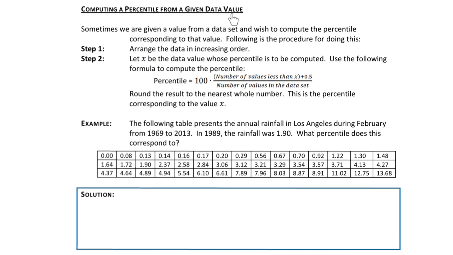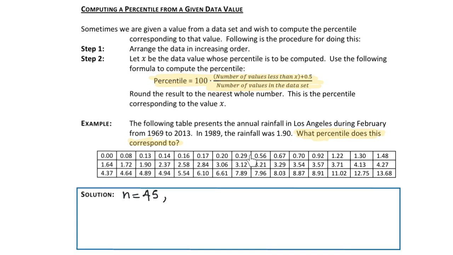Computing a percentile from a given data value. First, arrange the data in increasing order. Let x be the data value whose percentile is to be computed. So, we will use this formula and round the result to the nearest whole number. This is the percentile corresponding to the value of x. This table represents the annual rainfall in Los Angeles during February from 1969 to 2013. In 1989, the rainfall was 1.90. What percentile does this correspond to?